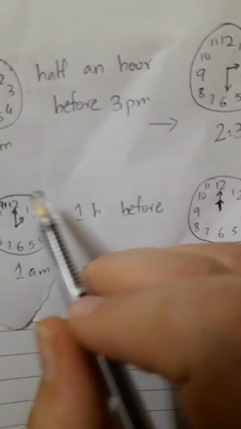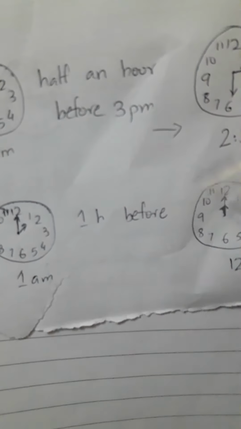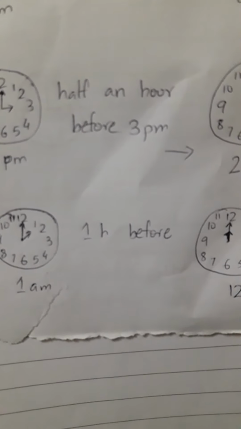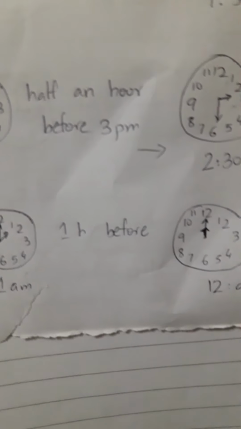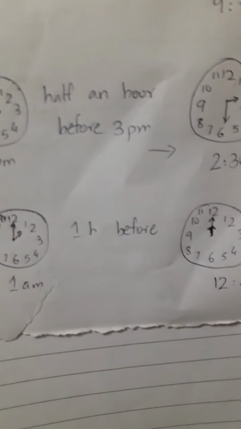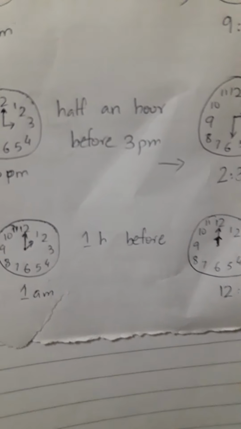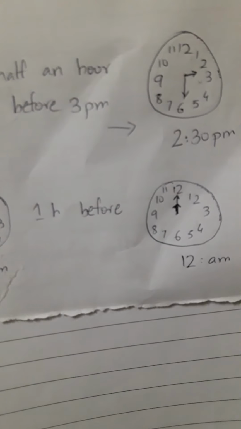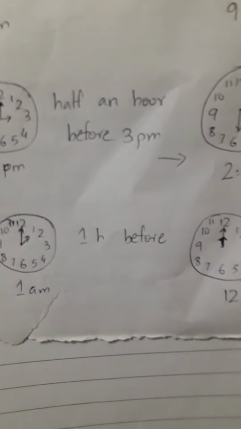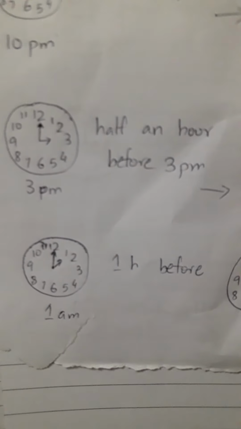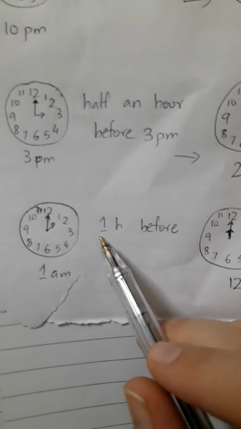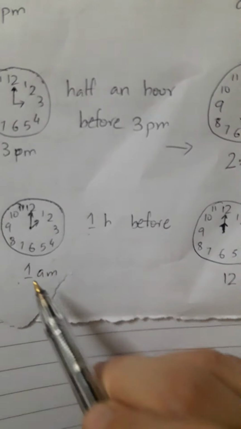Since I'm asking you before, remember that even while solving the exercise in the Smart Maths book, before means we are subtracting. Keep this concept in your mind: whenever in maths you're talking about before, we are subtracting, right? So when I'm asking you what time will it be 1 hour before 1 a.m.